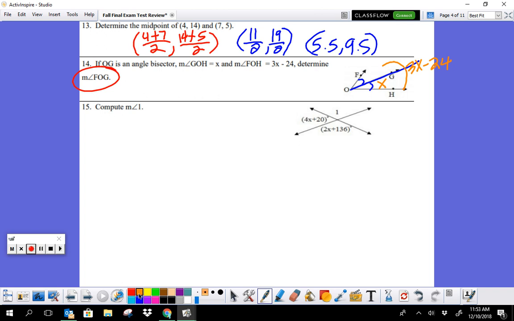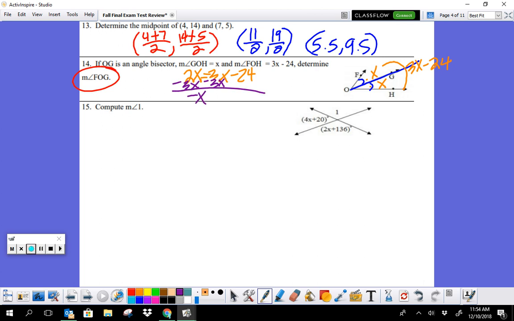So there's a couple of things you could do here. You could say x equals half of 3x minus 24. That might be easy if those numbers were even, but they're not. So what I would do is say, okay, if these two pieces are equal, then if this lower part is x, then the upper part is also x. So now I can add those together. That would be 2x equals 3x minus 24, and I can solve it from here. So I'm going to subtract 3x.